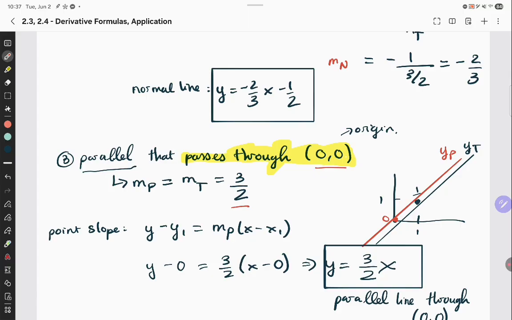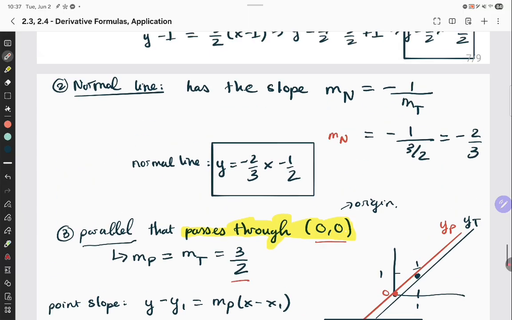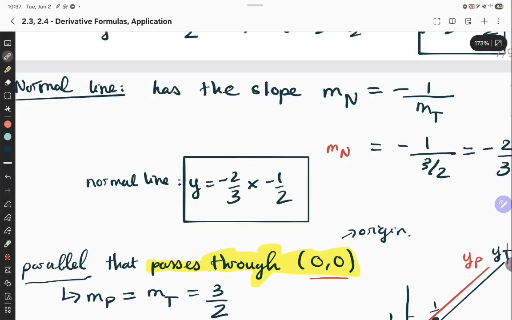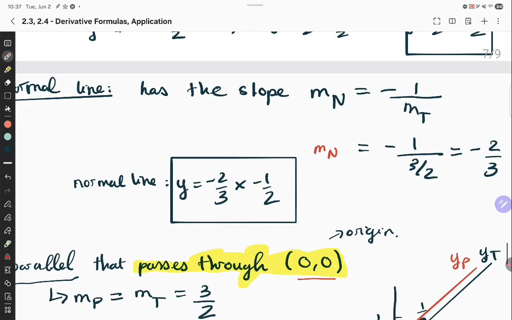You used the point slope in the parallel line. Mm-hmm. Why didn't you use it in the normal line? Why didn't you plug it back into the point slope formula, like when you took the negative reciprocal? Okay, that's a good question. Why didn't I use the point slope for this one, right? Because first thing, I know the slope is this number, -2 over 3.